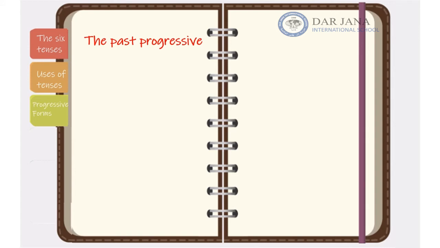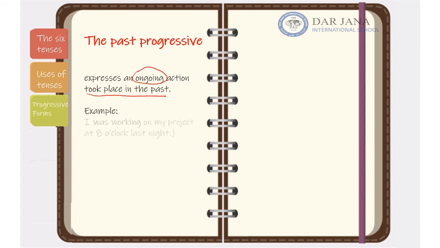The past progressive form of the verb, again, it shows an ongoing action. Notice the repetition of the word ongoing in the progressive that took place in the past. Example, I was working on my project at 8 o'clock last night. See the difference between I worked on my project at 8 o'clock last night and I was working. The emphasis is on the continuity of the action in the past.